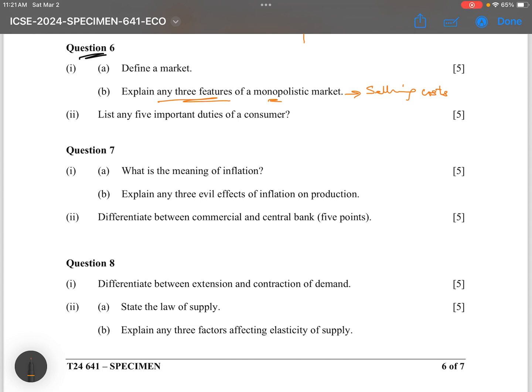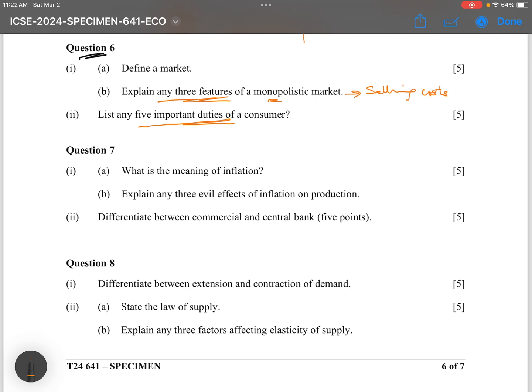So in this type of question, I would go for large number of buyers and sellers, product differentiation, and selling cost, because these are specific features to this type of market. There are other features which you will find common in different markets. So I would recommend to go for those type of features. Next question is list any 5. Again, one more thing, when you're doing these 3 features, subheading and then explain. It will benefit you. List any 5 important duties of a consumer.